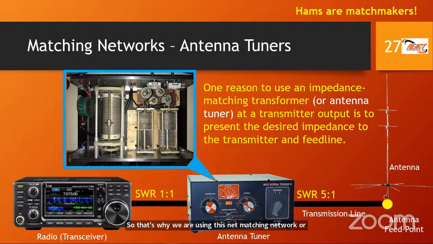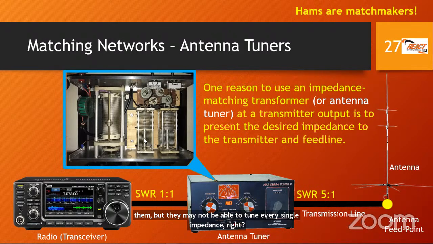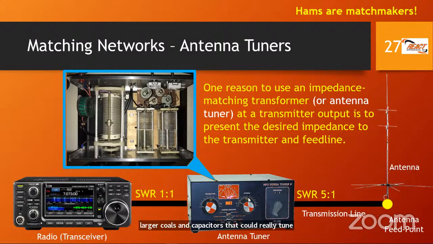And as hams, we tend to use this because quite often an antenna may not be perfectly matched. Sometimes we use a multi-band antenna. Sometimes we use a single band antenna, but we want to use it on multiple bands. And we end up using an antenna tuner. Sometimes radios will have an inbuilt antenna tuner in them, but they may not be able to tune every single impedance, right? So sometimes we need something a little more robust with larger coils and capacitors that could really tune down. Again, it works. It's fine. No issues there. But some hams will say, it's better to have an antenna that is properly matched per band instead of using antenna tuners. That's in an ideal world, I guess we can do that. But sometimes you use an antenna tuner. Right?